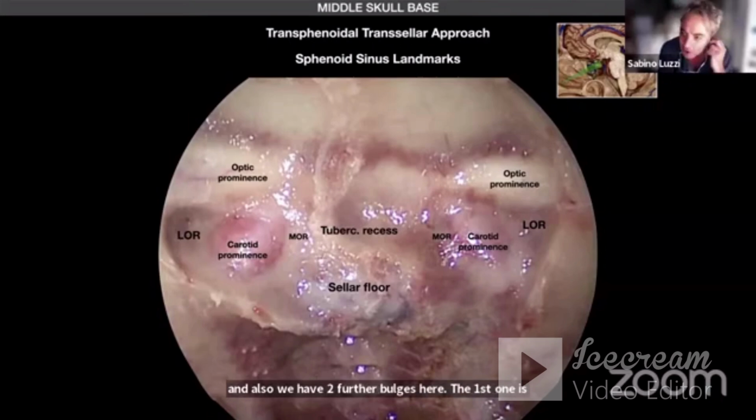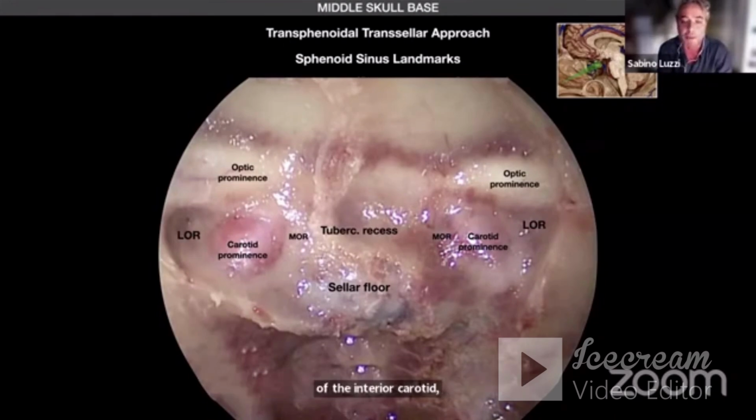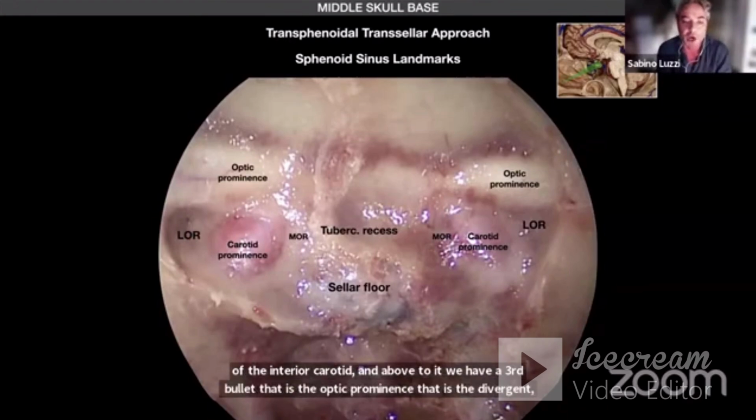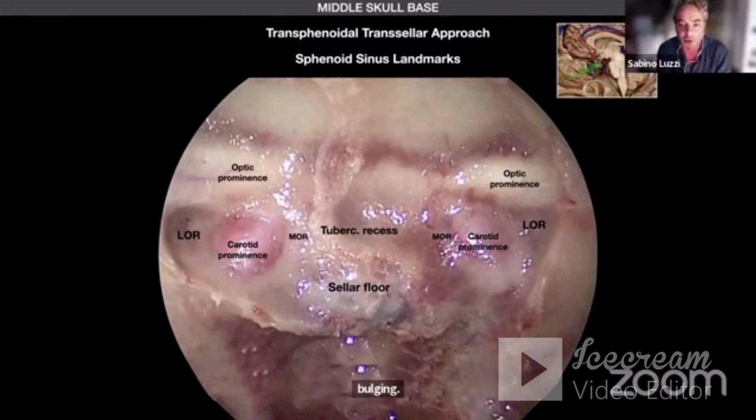And this carotid prominence corresponds to the clinoid segment of the anterior carotid artery. And above it, we have a third bulge, that is the optic prominence, the divergent bulging of the optic nerve coming from the optic canal and running into the optic canal here. At the level of the posterior wall, we must also recognize two recesses.